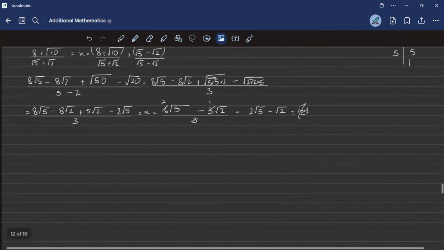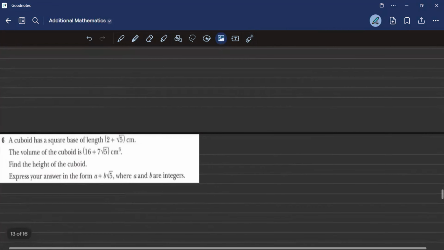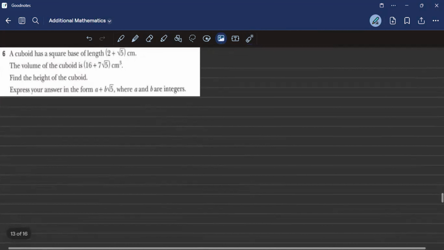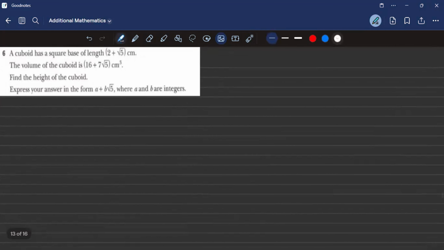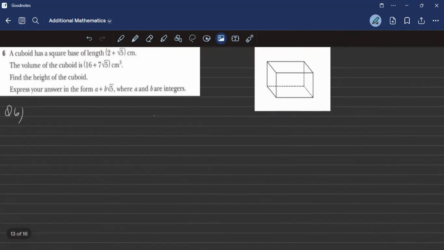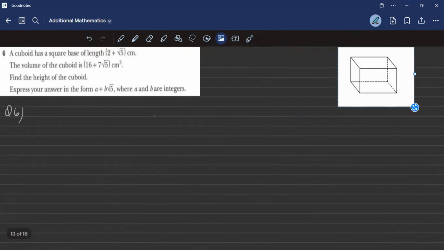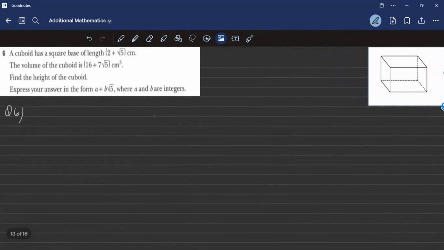Proceeding on to question number 6. Question number 6, we have a cuboid that has a square base of length this. The volume of the cuboid is this. Find the height of the cuboid. So basically, a cuboid, if I were to make this with a square base, this is basically how a cuboid would look like.